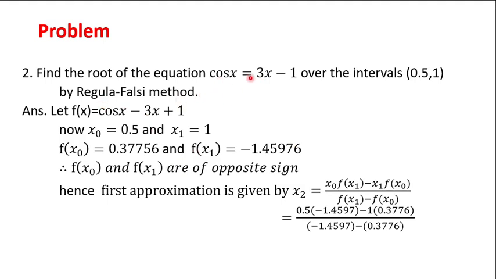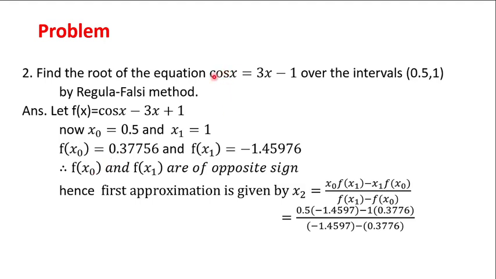Let us consider the given equation as cos x minus 3x plus 1 is equal to 0. Then consider the LHS as f of x. Here x0 is 0.5 and x1 is 1. Find out the f of x0 value and f of x1 value by using the calculator.